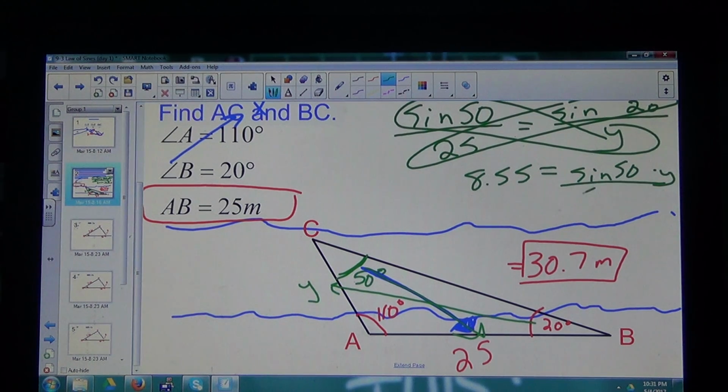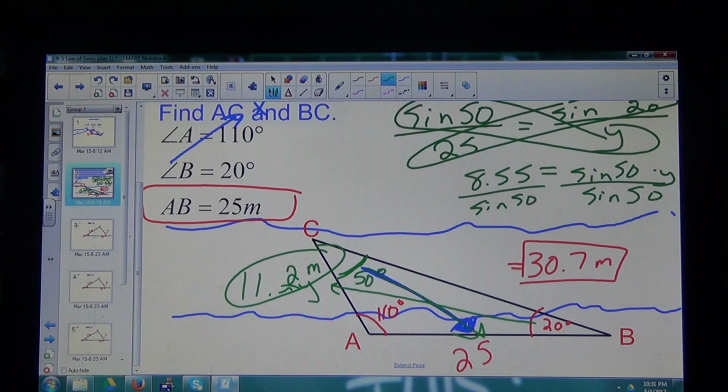So how do you get y by itself? I divide by sine of 50. So in your calculator, take that answer divided by the sine of 50. And what is my answer for my length here? 11.2 meters. Okay, and now I have found all the sides and all of the angles. Alright, let's try another one here.